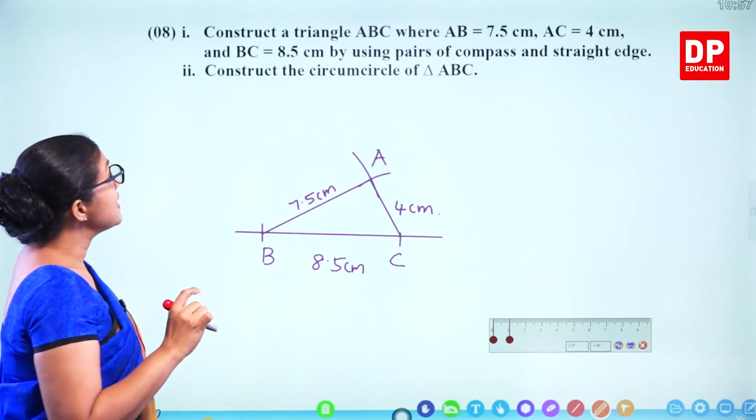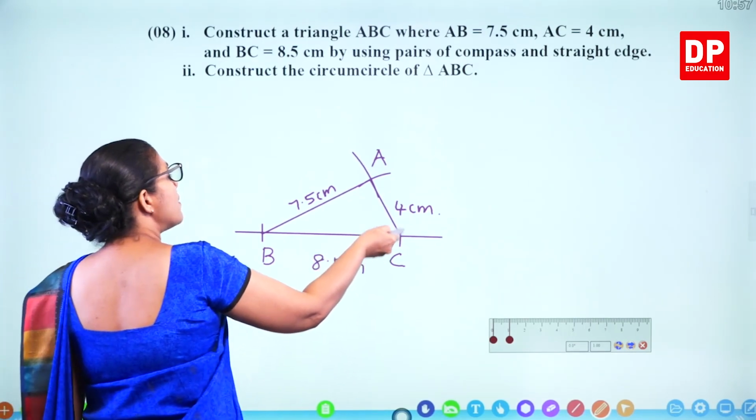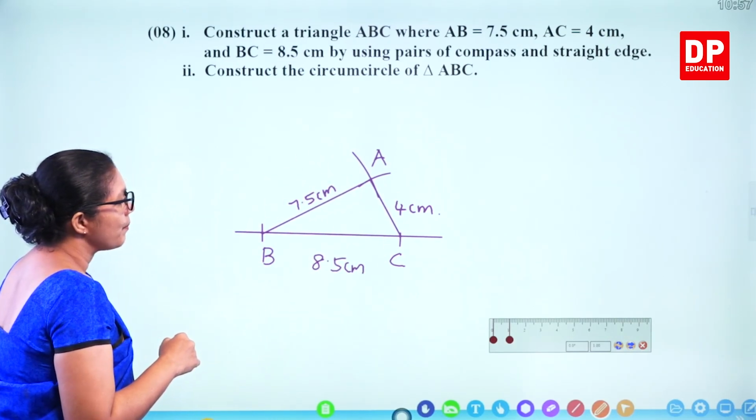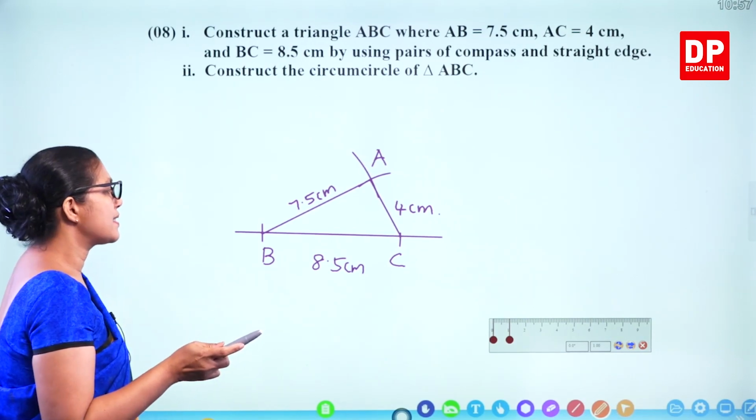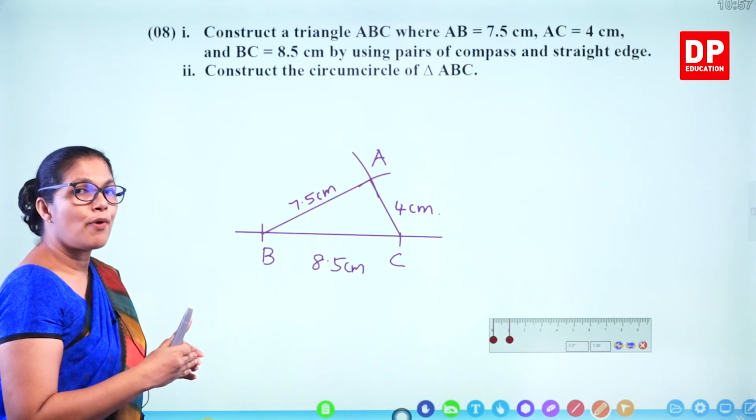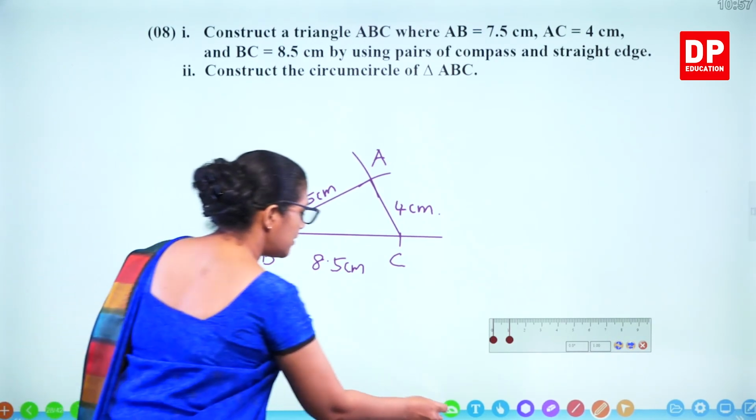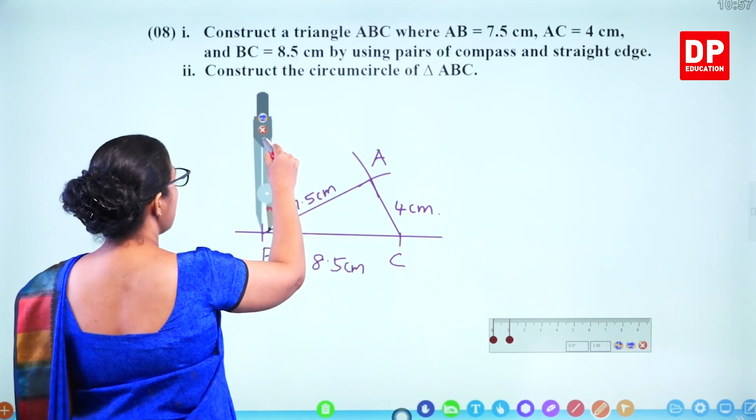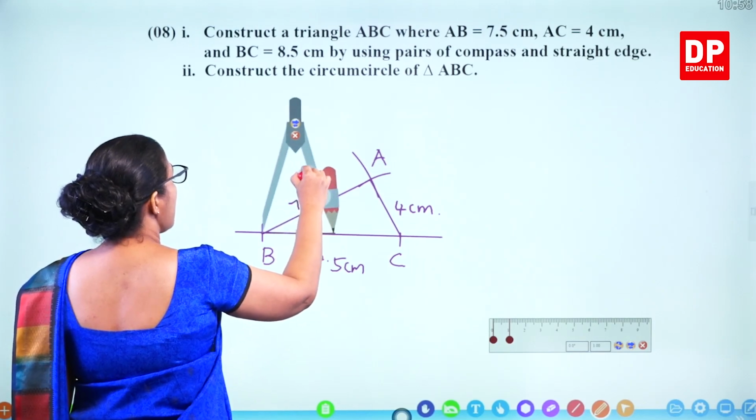Now we have to draw the circumcircle. So what does circumcircle mean? The circle should pass through points A, B and C. So you have to draw the perpendicular bisectors. The intersecting point of two perpendicular bisectors is the center. So we'll draw perpendicular bisectors for two sides. I'll take AB first. Take any length.